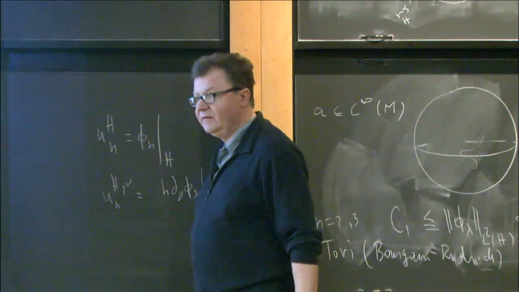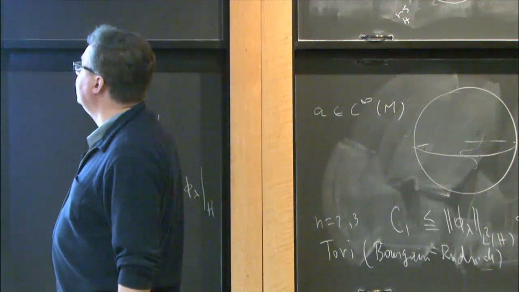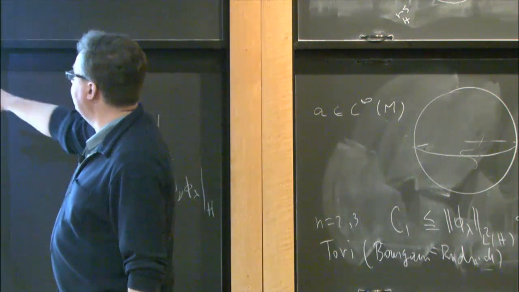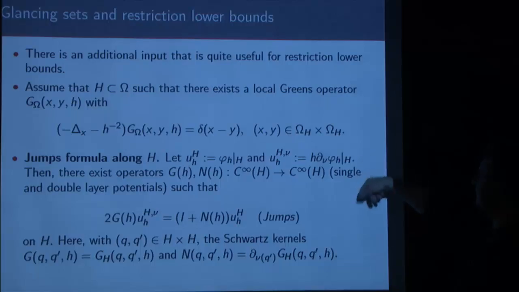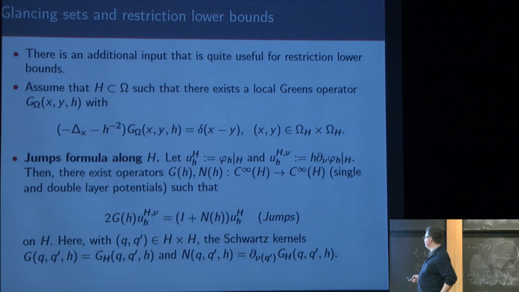So phi H is the eigenfunction. You take the normal derivative of the eigenfunction and you restrict. The claim is that there is, I should call it phi operator H or something, from C infinity on H to C infinity on H. There are a couple of operators that connect them.